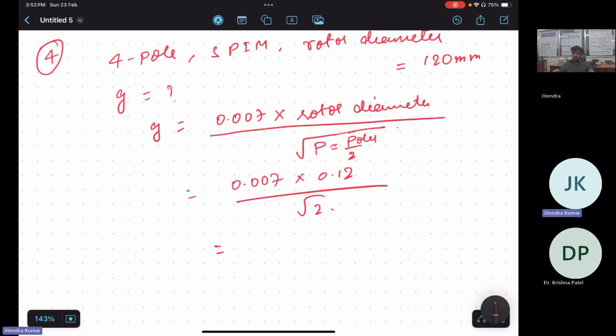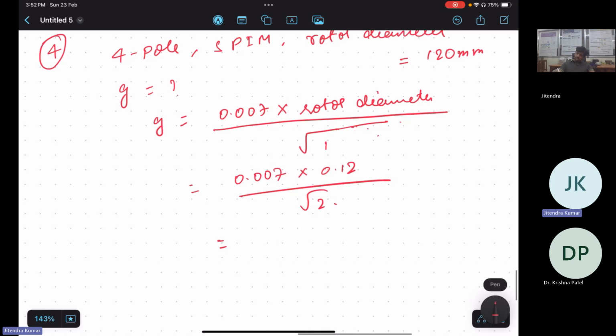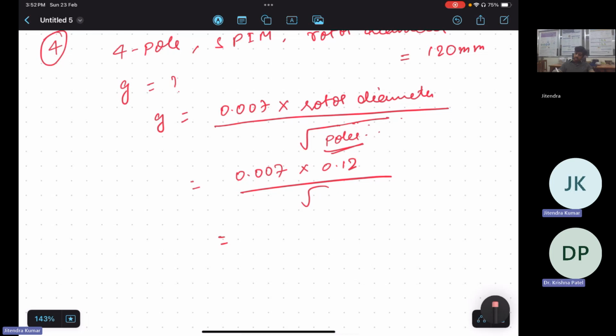Sorry, this is exactly number four. So now if we calculate it, 0.42 mm is the gap you can keep for this machine.